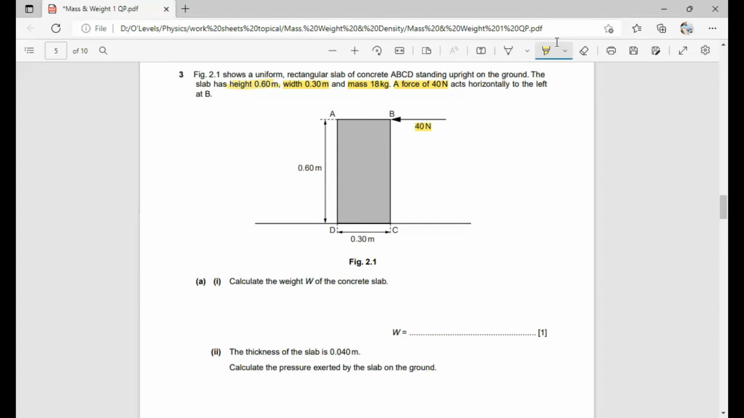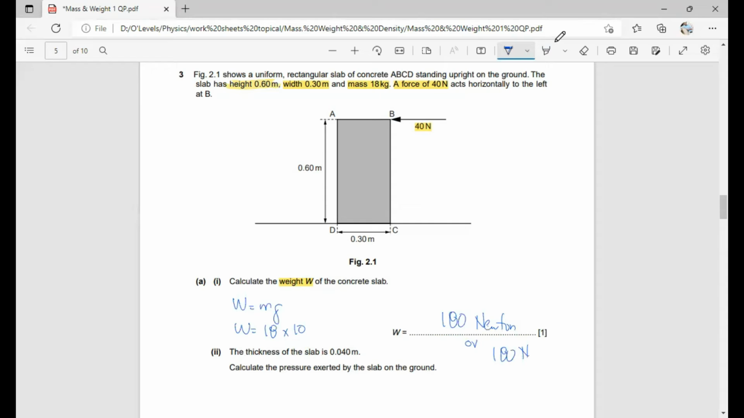The force applied is 40 Newton. So we know the formula for the weight, that is W is equal to mg. What is m? Mass, 18, and g is 10. So simply you have to multiply this: 180 newtons. Newton is a unit of weight. The symbol you have to write is only 180 N.